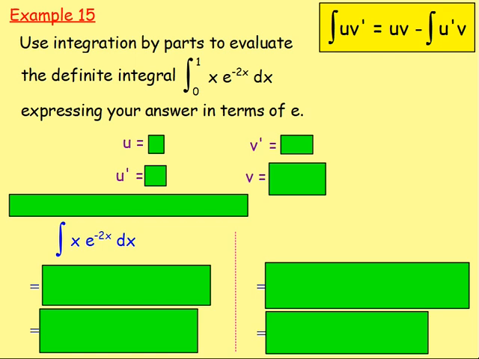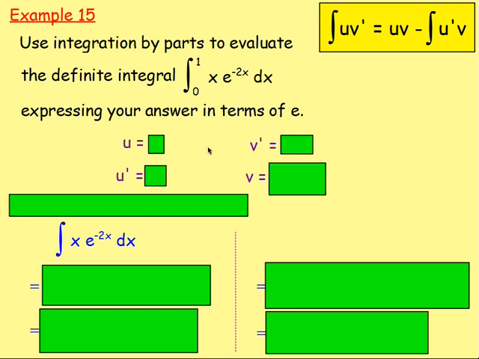Example 15, use integration by parts once again to evaluate the definite integral x e to the power of negative 2x dx between 0 and 1. Once again, it's integration by parts. Use integration by parts if you have a product, which we do here.